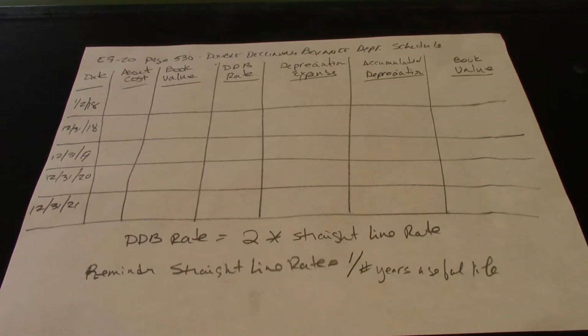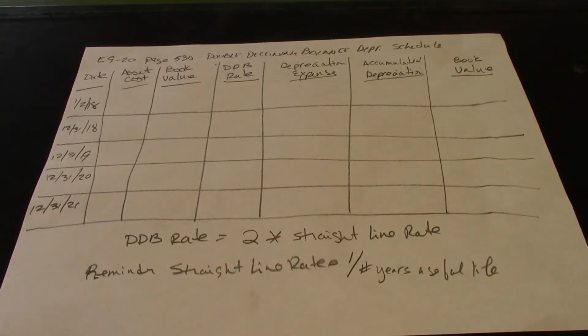It's used for assets that depreciate fast, like technology, right? Your computer might last for 10 years, but it's really going to be out of date and not useful after, say, 2 or 3. So it's used frequently for things like that. So we're going to do this.